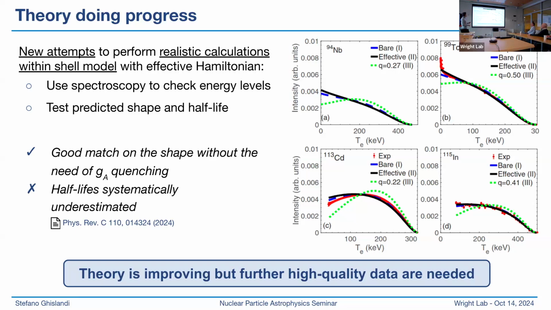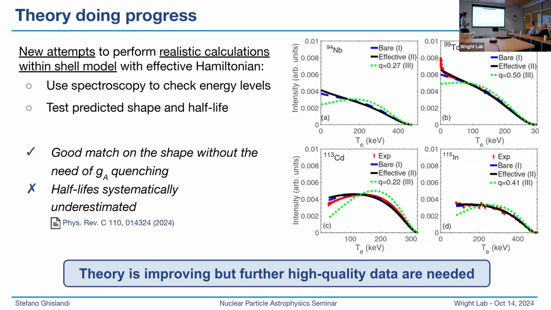They can use spectroscopy to check the energy levels they are quoting. And they can also test their model itself with the beta shape and half-life, as well as those of the other isotopes. So indium is here, these are our data, and there are also data from other isotopes. And the result, which you can also find in this paper, is a good match of the shape without, in this model, a quenching of gA.